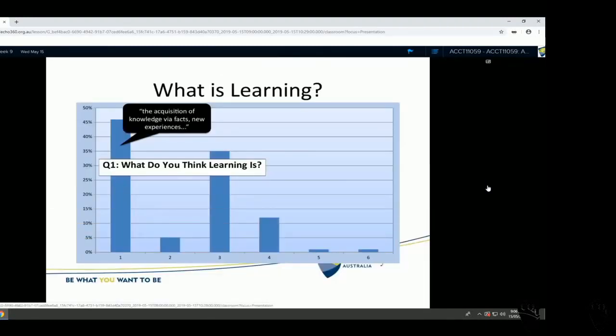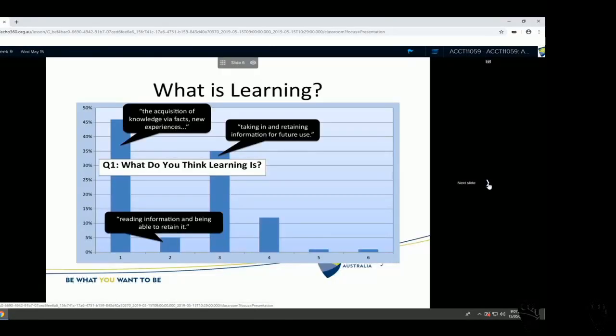The acquisition of knowledge via facts, new experience. Over 45% of people said that's what they think learning is in our unit. Around 5% said it also includes memorization, reading information, and being able to retain it. Taking in and retaining information for future use, around 35%. So you can see that covers pretty well everyone at the beginning of the unit. Gaining a deep understanding of a concept, so around 12% were thinking of that. So there are people who are trying to understand material for themselves, probably quite a bit more than that now.